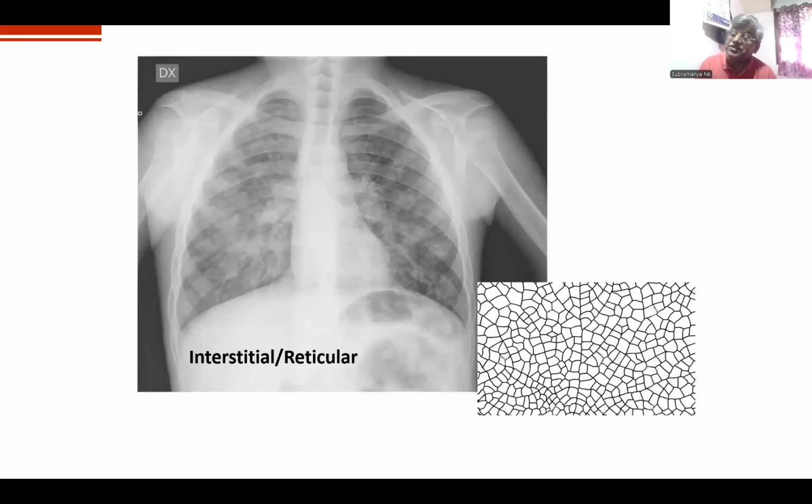Next, interstitial shadows can be reticular. Reticular means like this, a lace-like pattern. Now, why is this interstitial but not alveolar, if you ask me? Because, what happens in an interstitial shadow? There is fluid in between the air sac. There is an alveoli, and in between, there is fluid.